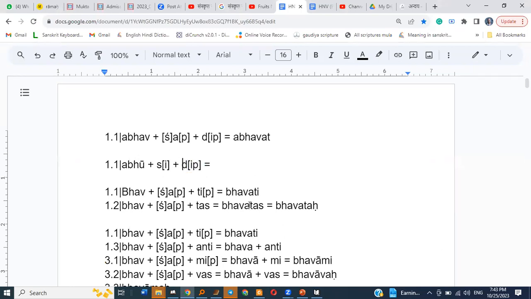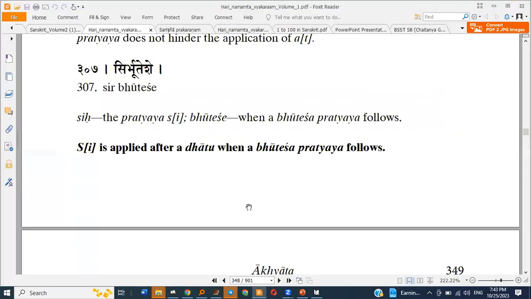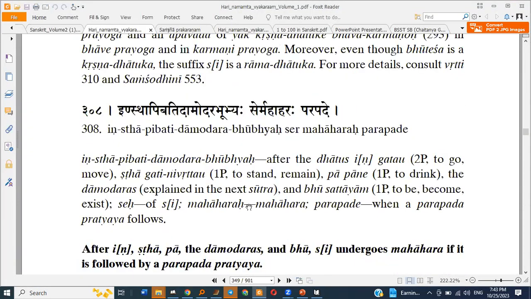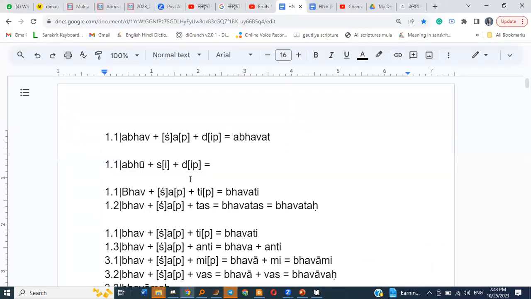So we insert C. This C is a substitution of the shab we have been inserting in the previous one. So this is an exception, you can say, or a substitution of shab. This C insertion. The next sutra says, now this C is a Ram Dhatuka. Although Bhutesha Pratyaya Dip is a Krishna Dhatuka, Achyutadaya Pancha Shivashta Krishna Dhatuka, this C is now a Ram Dhatuka.